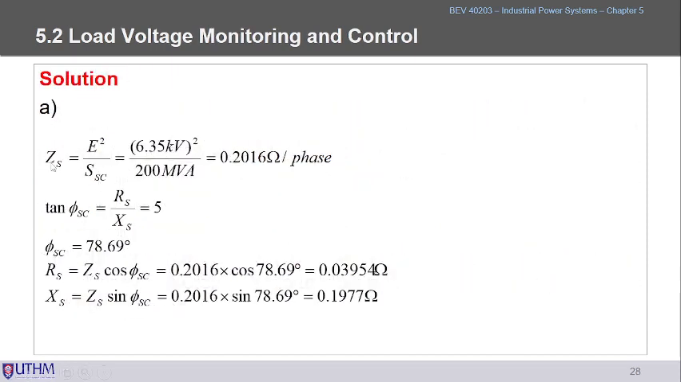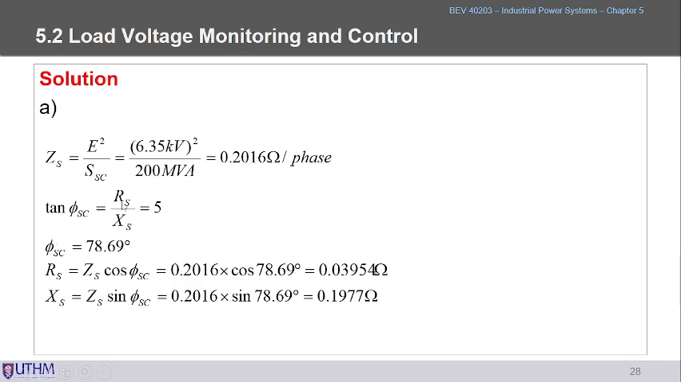First and foremost, we need to find the impedance ZS, the impedance at the feeder circuit. ZS is equal to E square over S, like V square over S, seems like you are finding the base impedance. E is 6.35 kV, and S is the short circuit capacity, 200 MVA. So per phase is 0.2.